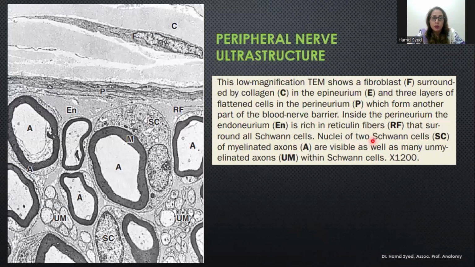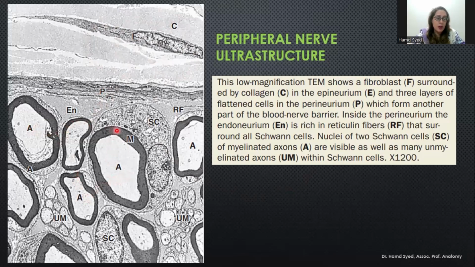Another electron micrograph, now taken through transmission electron microscopy. Over here, you can see F labeling the fibroblasts surrounded by C, which is the collagen in the epineurium, the outermost layer surrounding the nerve. Then over here we've got the perineurium. And then these are the individual axons.